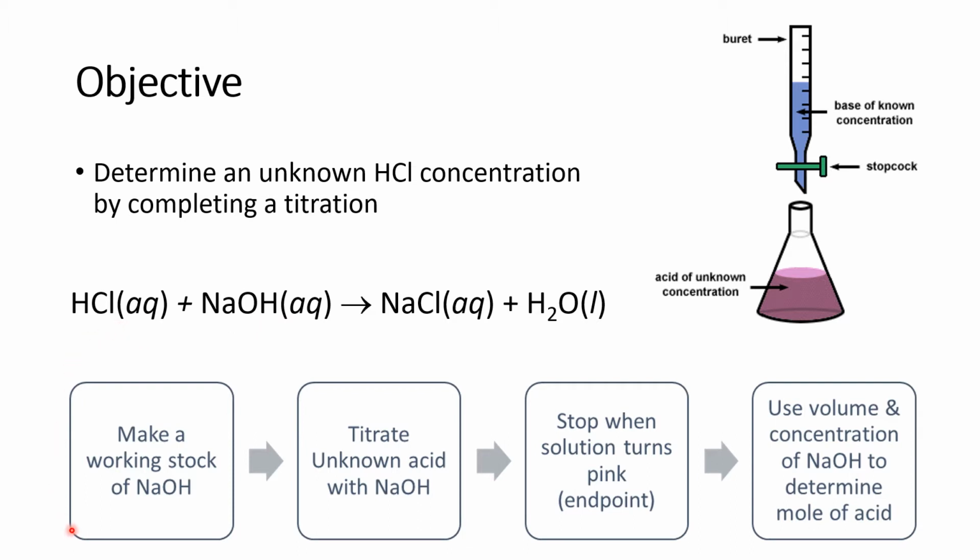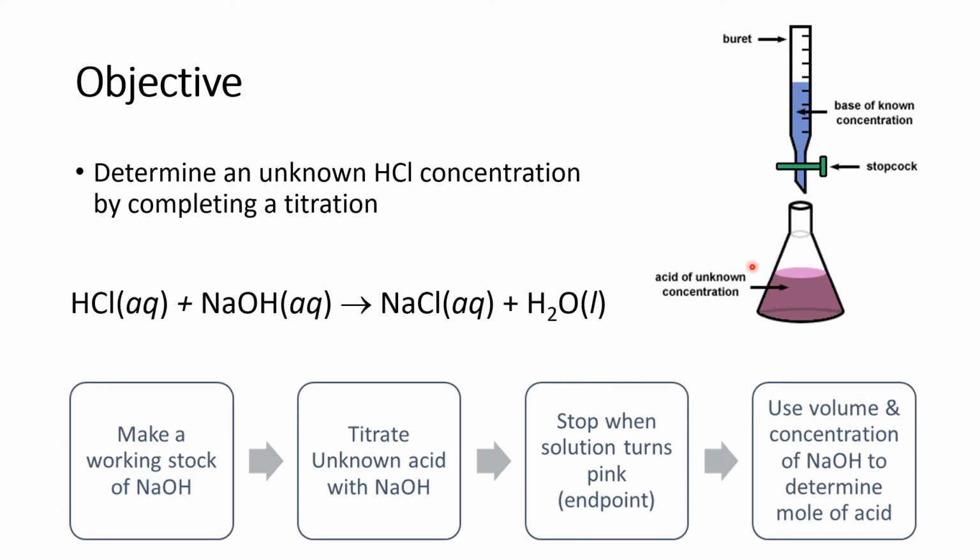The overall workflow for this lab, these are the main steps. We're going to be making a working stock of our NaOH because they provide us with a very strong, concentrated NaOH, and we need to make something more dilute than that in order to work with. Secondly, we will be prepping to titrate, and then we'll be titrating this acid of unknown concentration with the NaOH that we make. And we will stop whenever the solution turns pink.